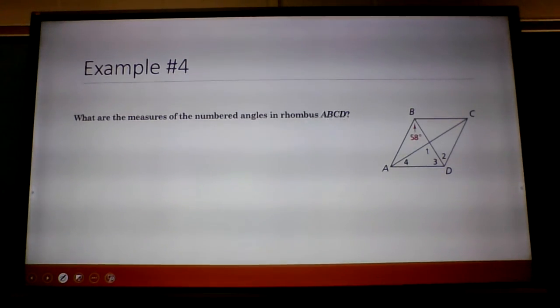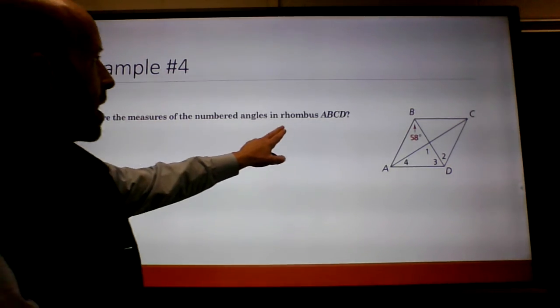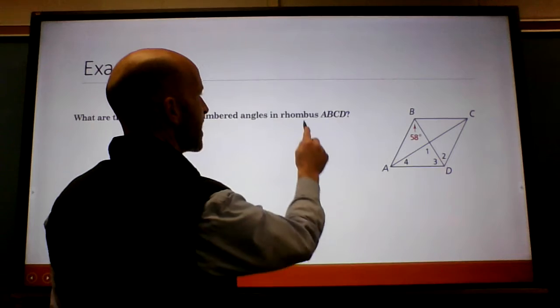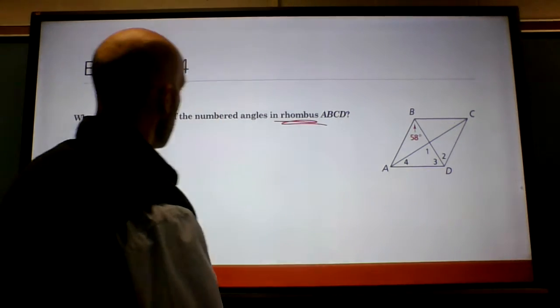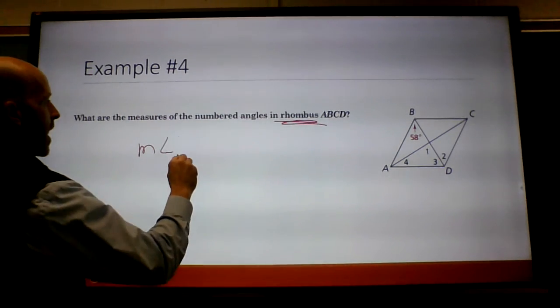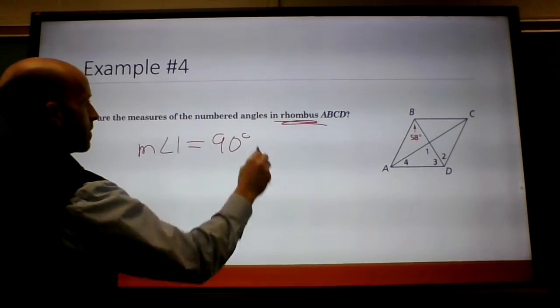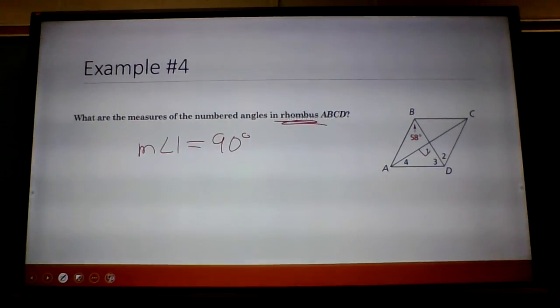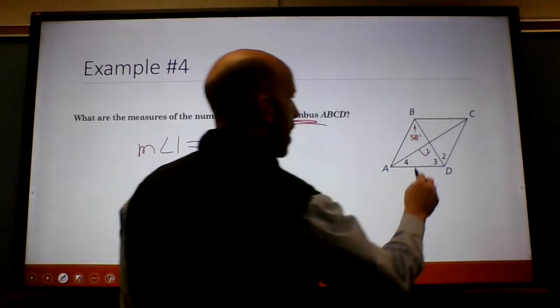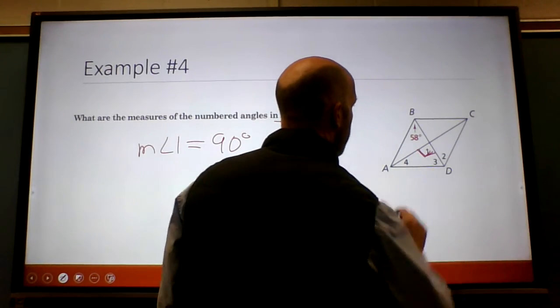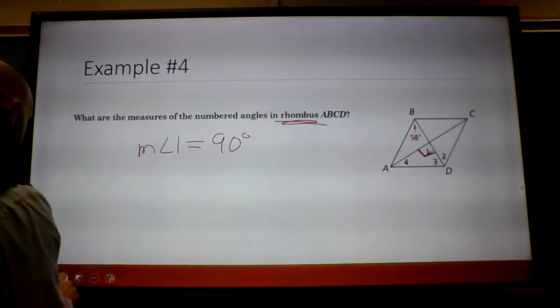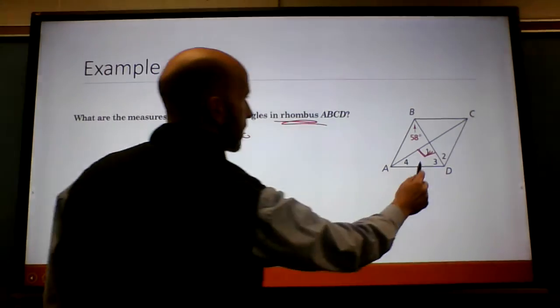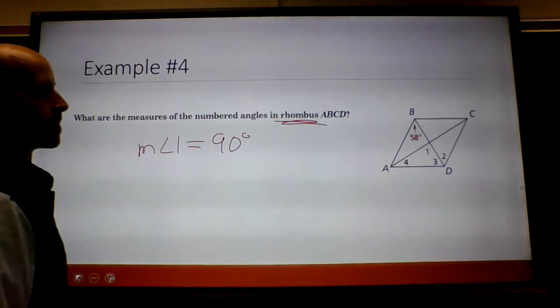So let's look at an example for 4. This one says, what are the measures of the numbered angles in this? And notice it says rhombus. Well, if it's a rhombus, I can already tell you angle 1 has to be 90 degrees. The reason is our first theorem, which says that if it's a rhombus, then the diagonals are perpendicular to one another. So that's our first answer.